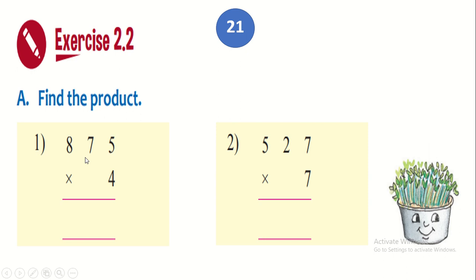Number 1 is 875 times 4. You multiply first from the right going to the left. 4 times 5 is 20, write 0, carry 2. 4 times 7 is 28, plus 2 is 30, write 0, carry 3. 4 times 8 is 32, plus 3 is 35. Your answer is 3,500. Right, students?